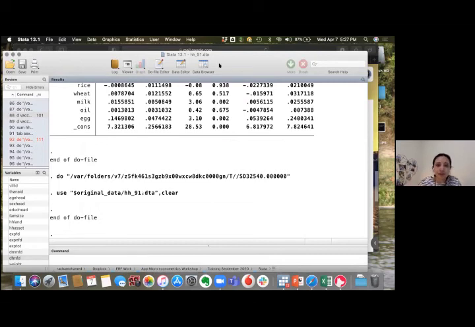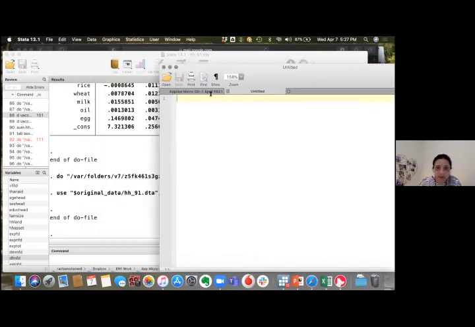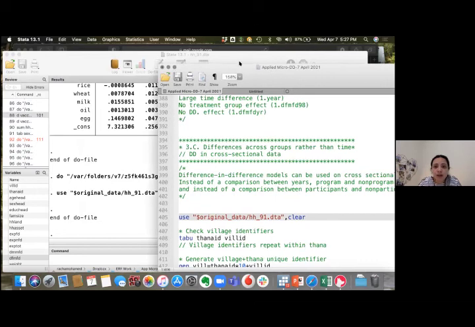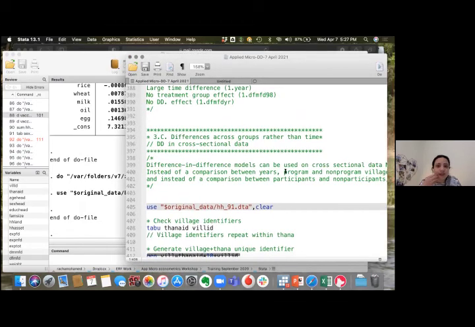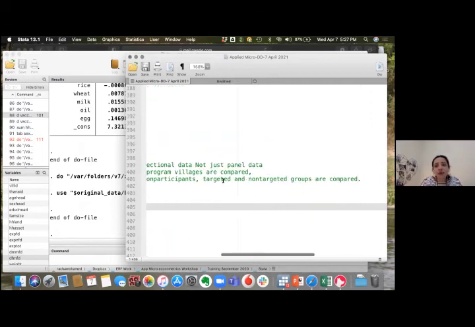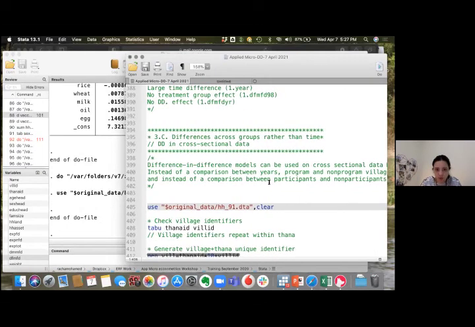I don't have time panel data. And here we will apply the difference in difference model on this cross-sectional data. And as we said, instead of comparing years, I will compare between program and non-program villages, if some are targeted or are meant to have this program and others not. And I will compare between targeted and non-targeted groups.